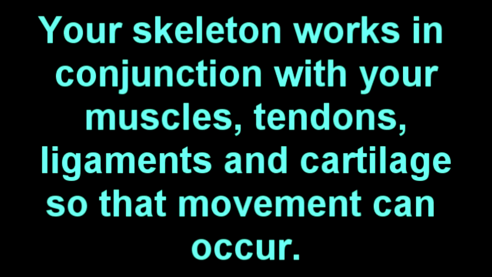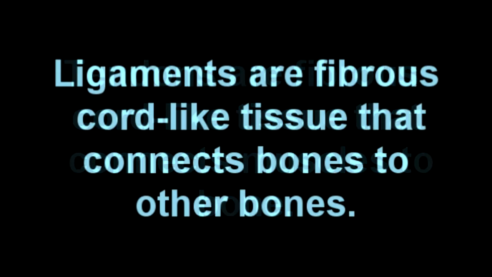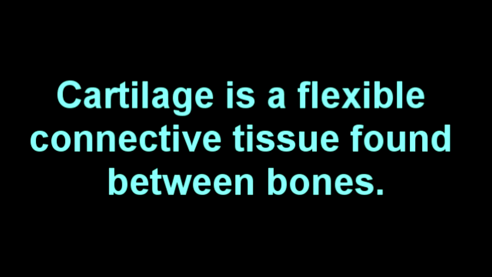Your skeleton and movement. Your skeleton works in conjunction with your muscles, tendons, ligaments, and cartilage so that movement can occur. Tendons are fibrous cord-like tissues that connect muscles to bones. Ligaments are fibrous cord-like tissues that connect bones to other bones. Cartilage is a flexible connective tissue found between bones.